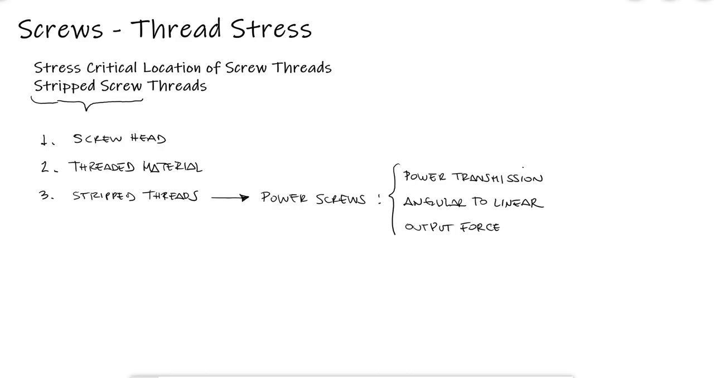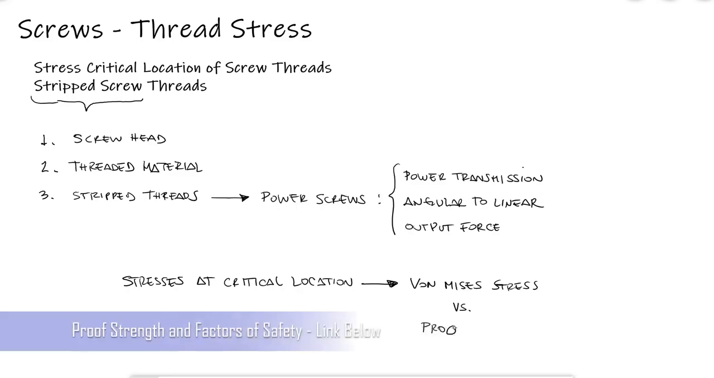In today's video, we will look at one approach to estimate the stresses at the threads of any kind of screw. We will find the reasonable stress types that are present at the critical stress elements within the screw, and we will calculate the von Mises stress for that critical location. The expression that we obtain will be a reasonable estimate to compare to what we will learn about the proof strength in a later video.